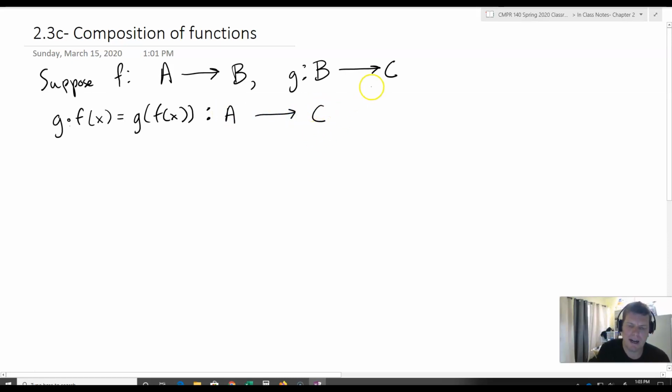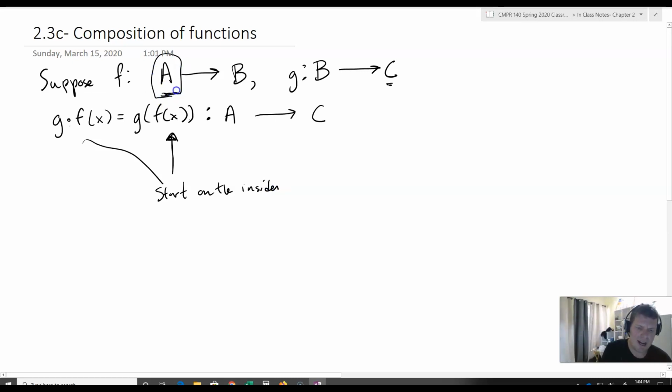Its codomain is going to be what happens when you finish with C, and you're going to start out over here in A. When we do composition, we start on the inside position. So we'll start with F. That's the first function that we're going to use to operate on the members of our domain. That's why we start in A, because F starts in A. Then F is going to go into B, and then we operate using G, which takes the elements that it got from F and goes into C.